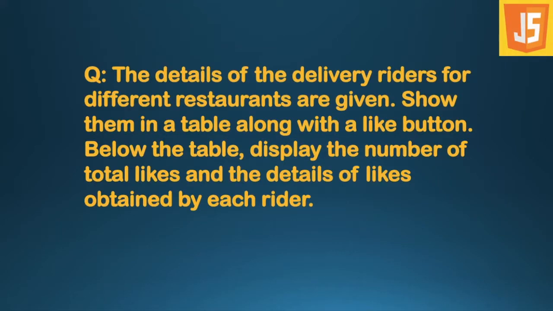Let's look at this question. The details of the delivery riders for different restaurants are given. Show them in a table along with a like button. Below the table, display the number of total likes and the details of likes obtained by each rider.